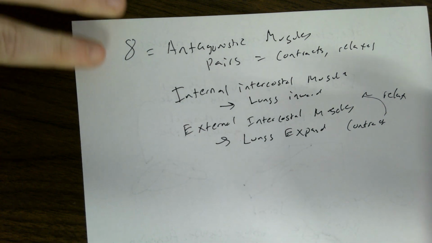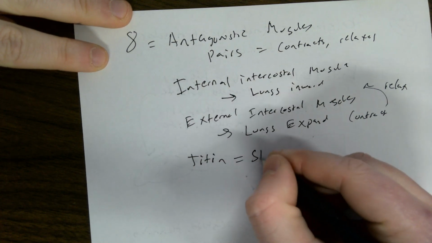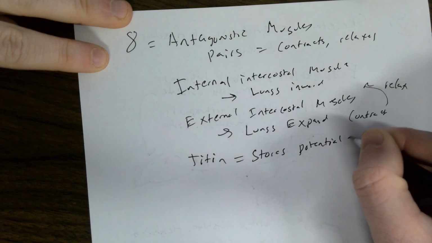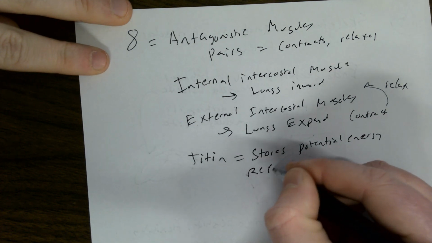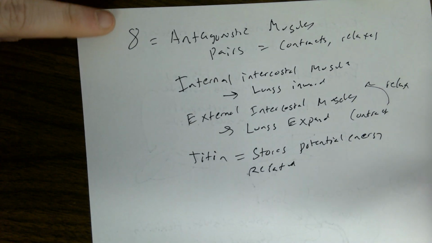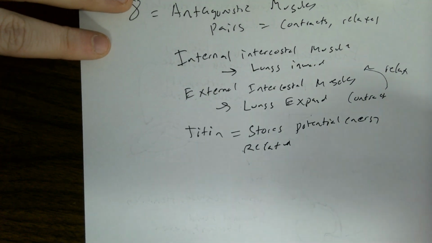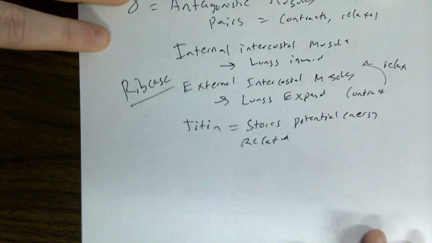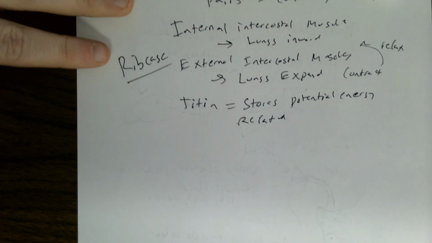So they're moving in opposite directions. Titin, right, has a role in this, right? It stores the potential energy in that spring-like function. So it stores potential energy. So when it's relaxed, titin is storing the potential energy for you. So they're moving the rib cage in opposite directions. And that is standard 8.